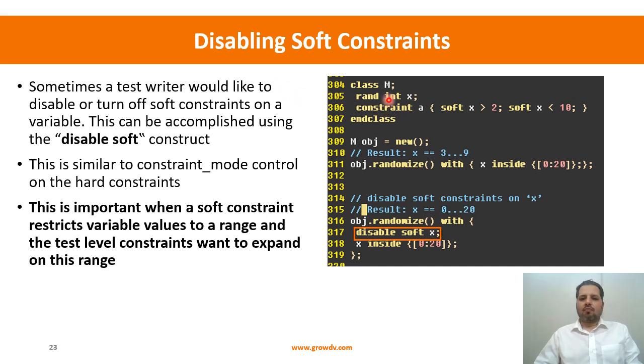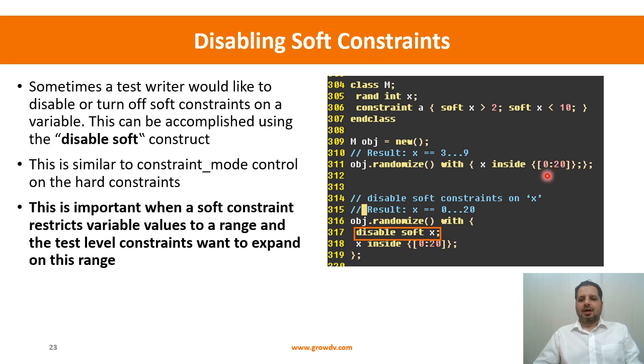So we have a class M over here and we have randint x, and we have put this constraint block A where it says x should be greater than 2 and x should be less than 10, right? And as we have specified in the previous slide as well, the soft constraint is at the level of expression and not at the level of the complete constraint block. So with this soft constraint, whenever I randomize the class M, any number between 3 to 9 will get generated. So I have now a new object and I'm calling object.randomize with an additional inline constraint saying that x inside 0 to 20.